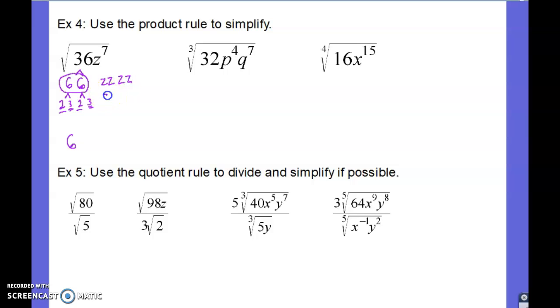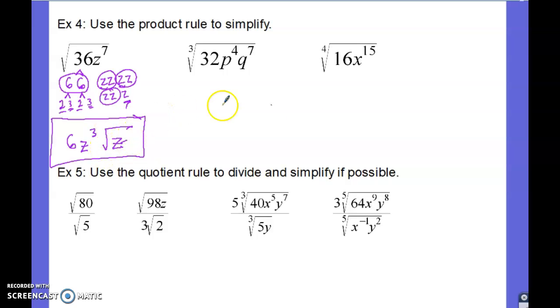z, z, z, z, z, z, z. Because we're looking for pairs, there's 1, 2, 3 pairs of z's. So that's z cubed, and then there's 1 z left over, which is staying under the radical. This is your final answer. 6z cubed square root of z.